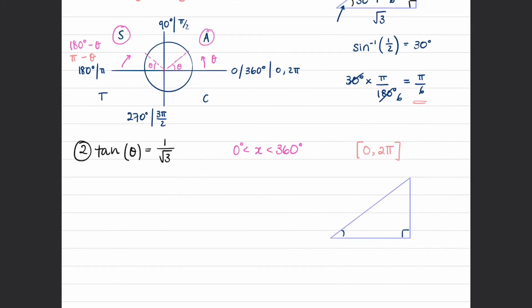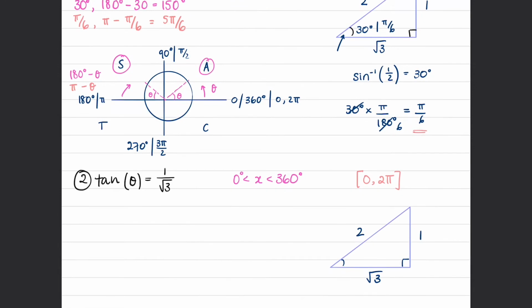Now if we move down, let's have a look at another function. This time it's tan. I'm going to start by filling in my right angle triangle. With tan we're focusing on the opposite and adjacent lengths. So my opposite length is 1, my adjacent length will be the square root of 3, and my hypotenuse will be 2. Coincidentally, this right angle triangle is exactly the same as the one we did in question 1. So I'm just going to fill in that this is 30 degrees, or pi on 6 in radians.